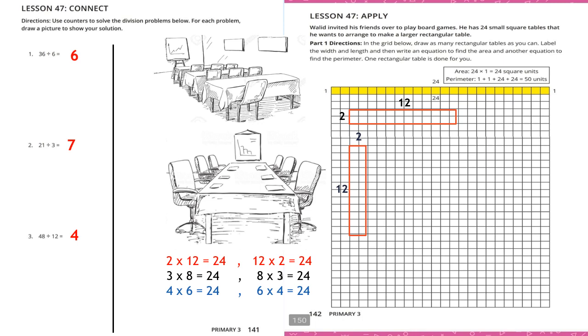The next one, 3 times 8. So we will have 3 rows and 8 columns. Here we will switch them: 8 rows and 3 columns, like this. 3 times 8 or 8 times 3. 3 rows times 8 columns and 8 rows times 3 columns. The last one, 4 times 6 and 6 times 4. So 4 rows times 6 columns and 6 rows times 4 columns.